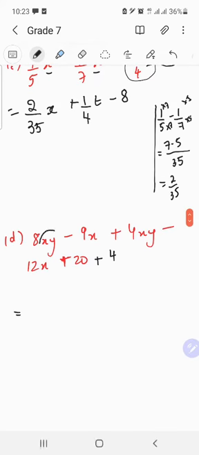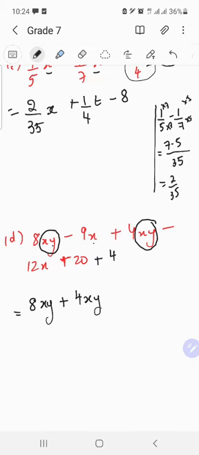Okay, the fourth example, now I have to look for the similar families. Again, there's family of xy. Family of xy is not the same as family of x. It's the same as family xy there is here. So I'm going to do 8xy, regroup them together, plus 4xy. What I'm left with is here minus 9x. And here in front of 12x there's a minus, so it's minus 12x. Plus 20 plus 4, and 20 and 4 are of the same family because they don't have any alphabets.